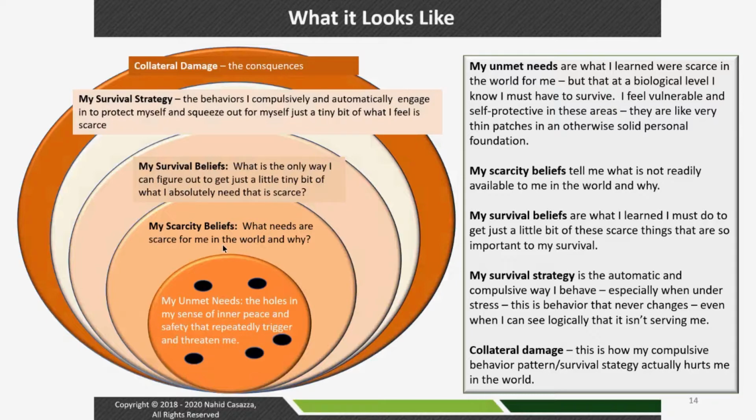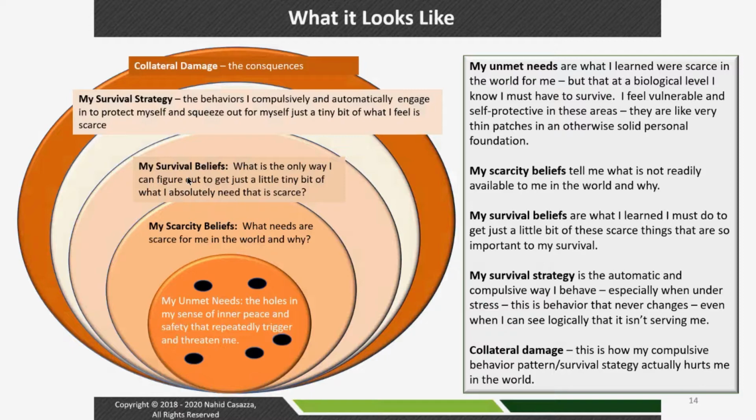We have a scarcity belief, and the scarcity belief tells us what needs are scarce for us in the world and why. And to give you an example of this, let's say I don't feel loved or don't feel valued. Typically, my scarcity belief is going to tell me why I'm not loved or valued. Maybe it says I'm not good enough, or I'm a loser, and that's why I'm not loved or valued. Then I have a survival belief. And the thing is when I believe that something I need is scarce for me in the world, for whatever reason, I'm in a quandary because I need it to survive.